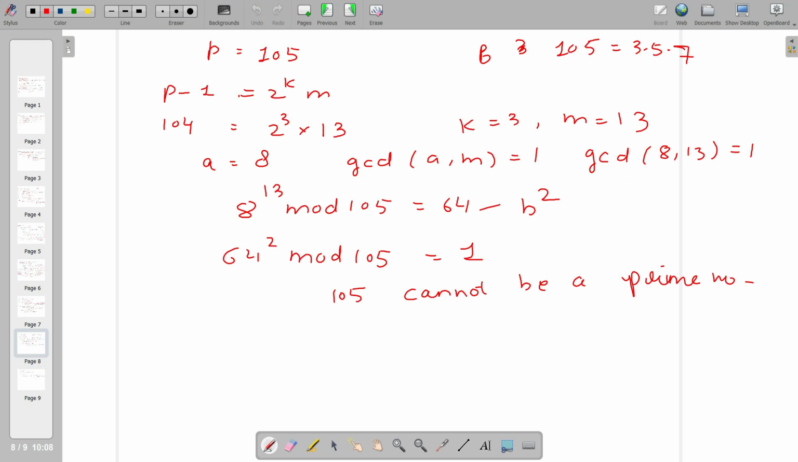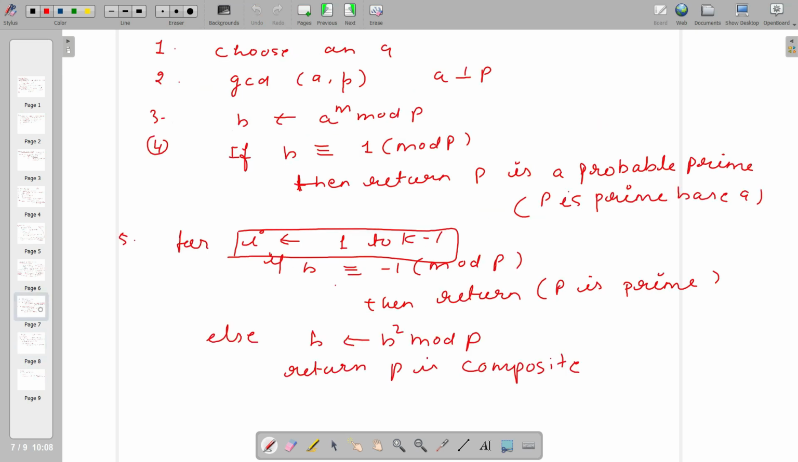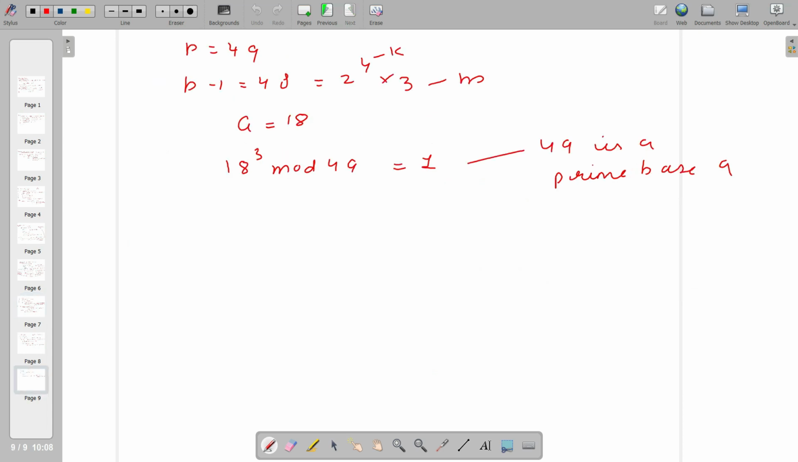So here we can say 49 is a prime to base a. Now for i equal to 1 to k minus 1, we take a equal to 19. 19 cube mod 49 is equal to minus 1. So 49 is a prime. Again 49 is a prime to base a. So these are pseudo primes.